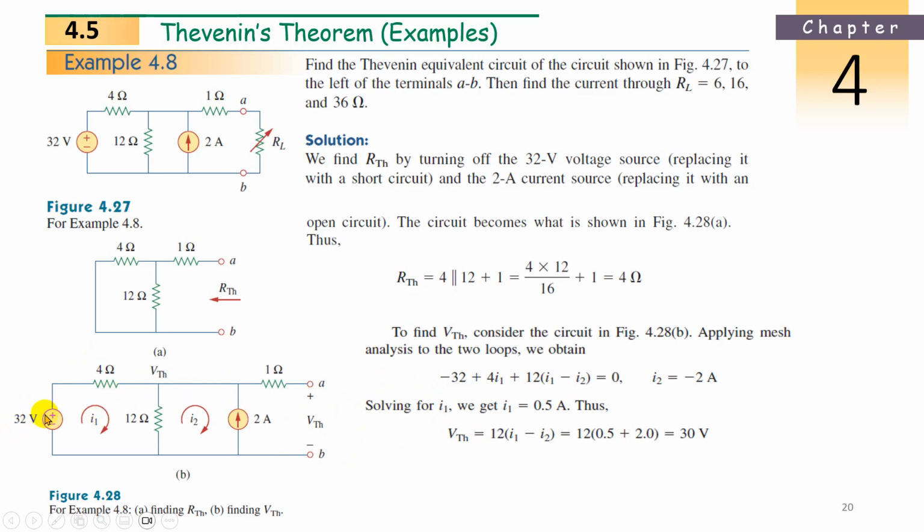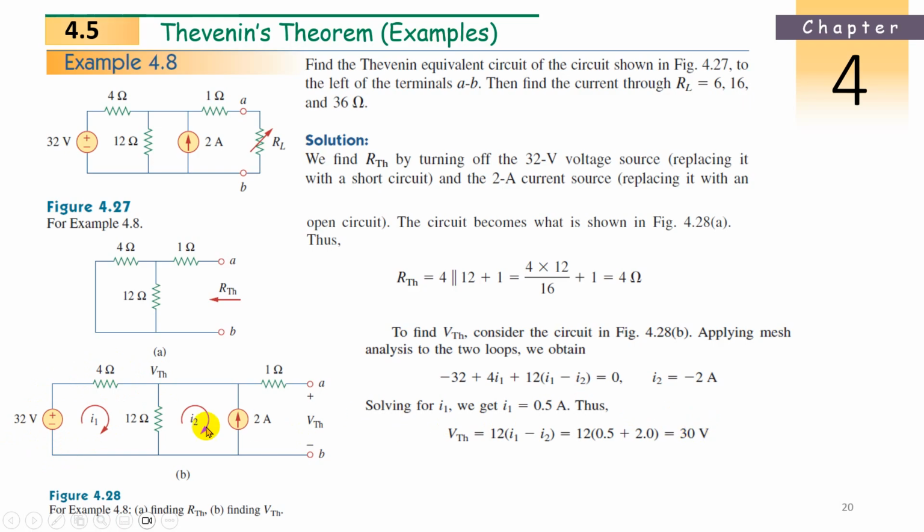This one, 32 minus 4 into I1. What is I1? 0.5, right? So 4 into 0.5, how much? 2. 32 minus 2, how much? 30 volts. So from these two branches also we find VThevenin, it is 30 volts.